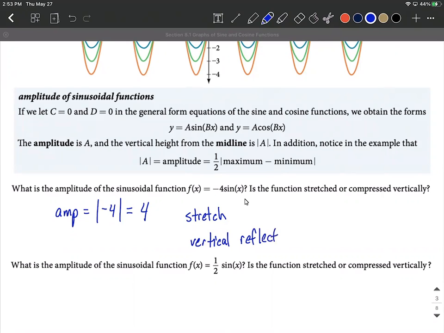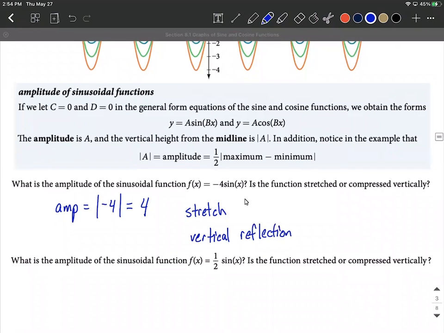On our next one, what we have is 1/2 times sine of x. I chose sine of x on both of these, however, you could just as easily have used cosine of x, and the exact same result is going to happen here. The amplitude in this situation is the absolute value of that number out in front. The number out in front this time is 1/2, so the absolute value of 1/2 gives us +1/2. So the amplitude is 1/2.